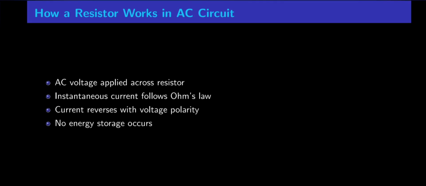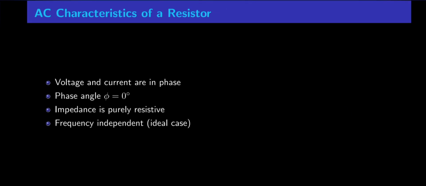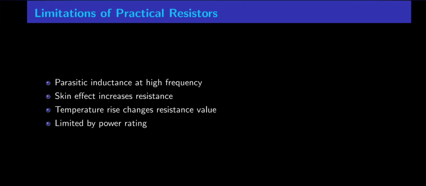In an ideal resistor, voltage and current are always in phase, resulting in a phase angle of 0 degrees. The impedance is purely resistive and does not depend on frequency in ideal conditions. In practical resistors, parasitic inductance becomes significant at high frequencies, skin effect increases resistance, temperature rise alters resistance value, and power handling is limited by the resistor's rating.